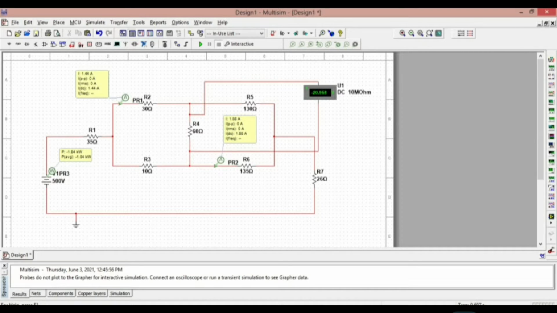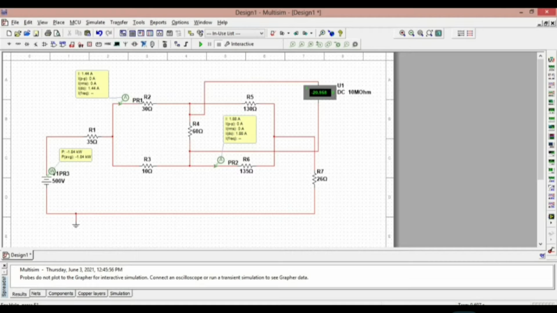Then, for the V value, we can use the formula, which is V equals IR. Next, for the power supply, we need to use the P equals VI formula. Lastly, we will run the answer in Multisim like this.